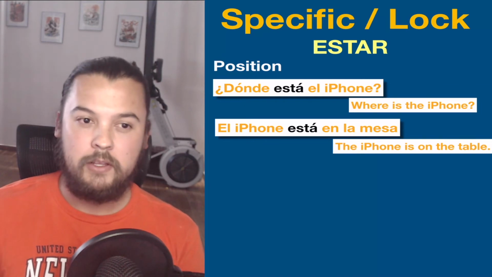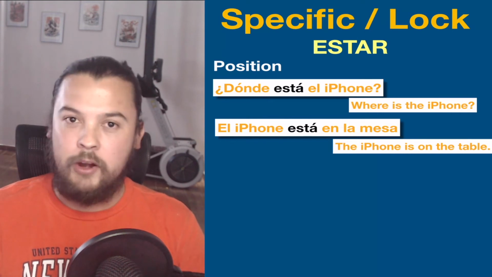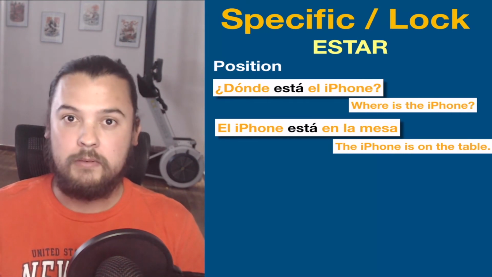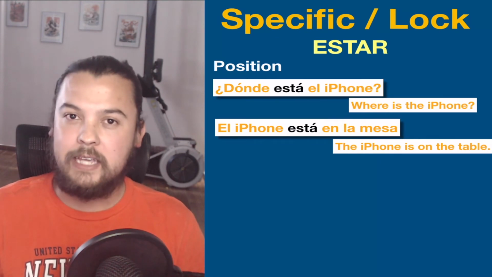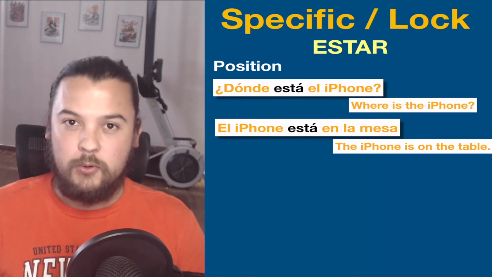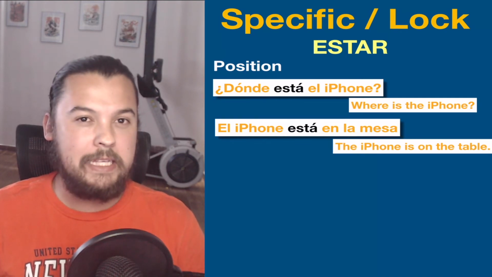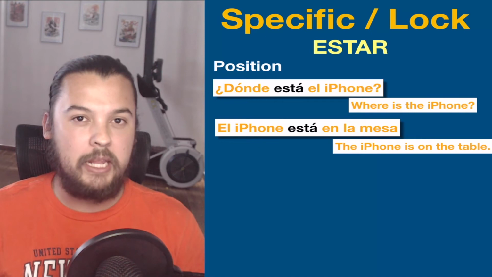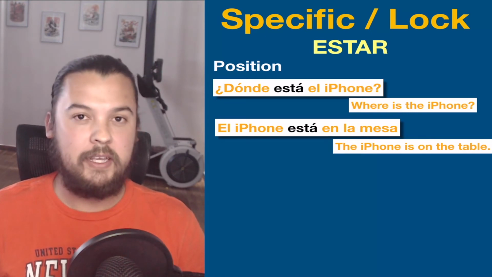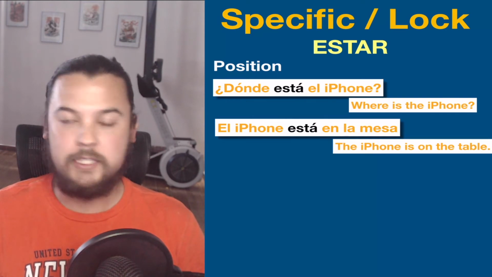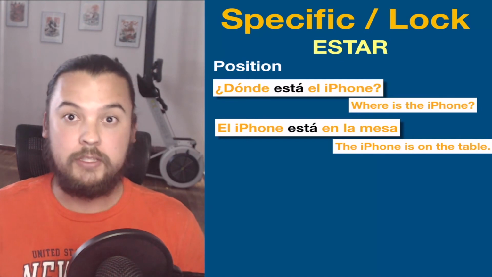For example, ¿dónde está el iPhone? In the first one, we're asking, where are you? Where are you located? I'm at school, right? I'm just there, but I'm not telling you where exactly at the school I was. In this question, where is the iPhone? You're asking for the placement, the specific placement or the position of the iPhone. So, el iPhone está en la mesa. It is not only existing on the table, but is on the table.